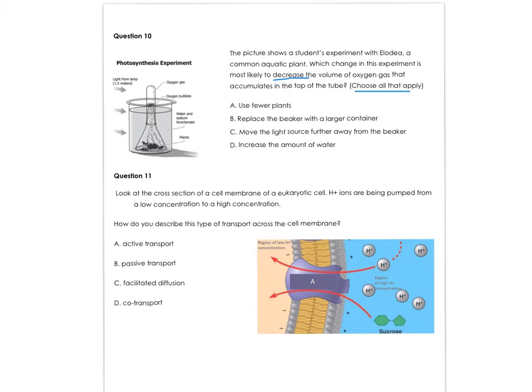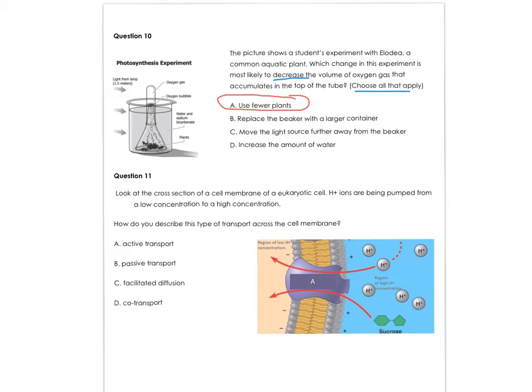Use fewer plants. Would that decrease how much oxygen is being produced? Again, what is photosynthesis? Taking in water and light, and carbon dioxide, turning that into sugar and oxygen gas. If I use fewer plants, I decrease photosynthesis, so I decrease how much oxygen is being produced. That would be correct. So using fewer plants is the right answer.